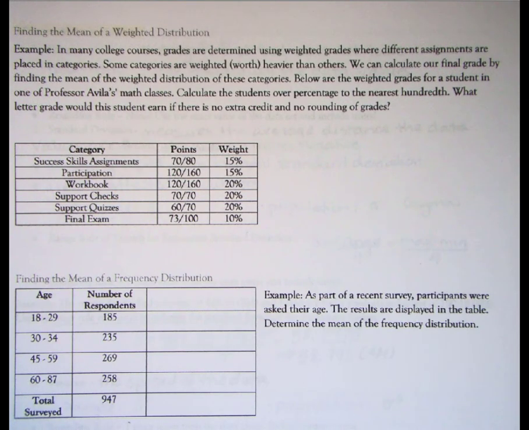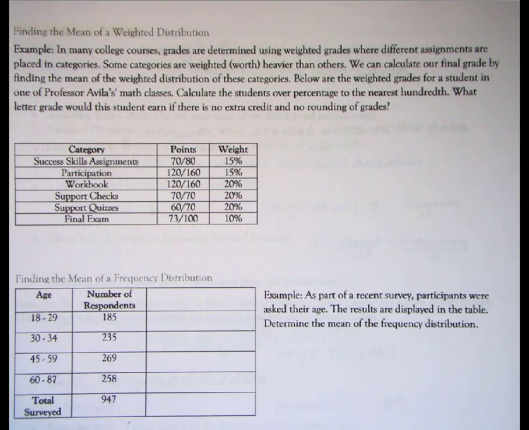In this example, we are using weighted categories to be able to determine an overall grade in a course. Some categories are weighted heavier than others. We can calculate an overall grade in a course by finding the mean of a weighted distribution. The table below is a frequency distribution table which shows a category, the points per category, and the weighted percent. The weighted percent is representing the relative frequency for each category.